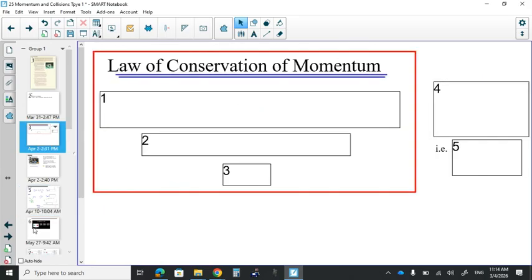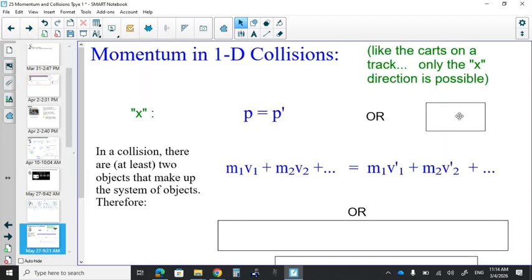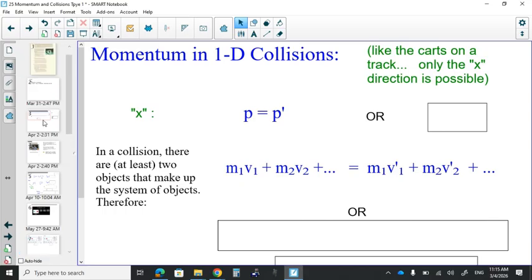Where's my file here? Down here, I think, is where I do it. I'll come back to this. But basically, you can think of the conservation of momentum just in general or in particular directions. So I'll come back to that.